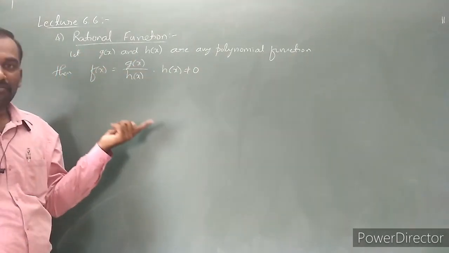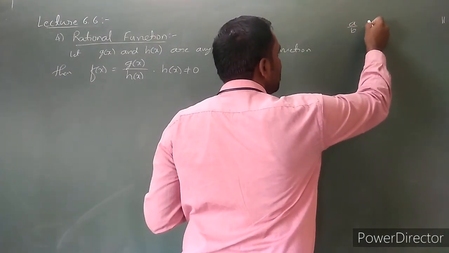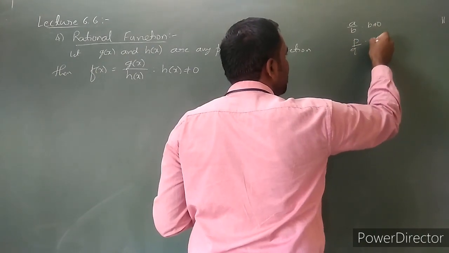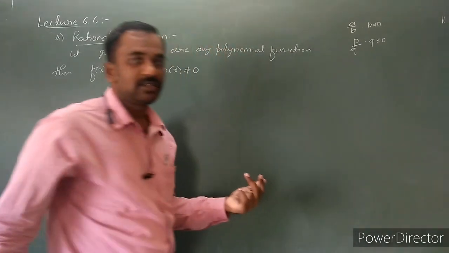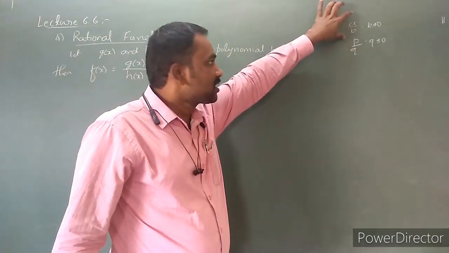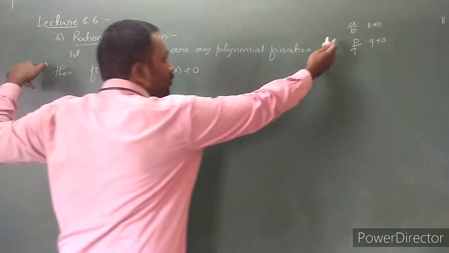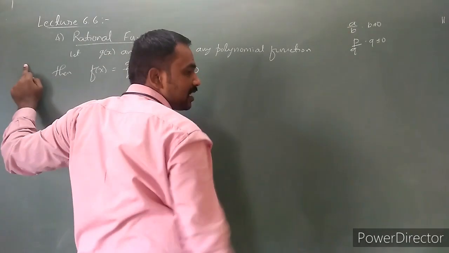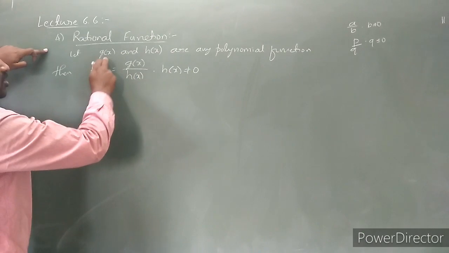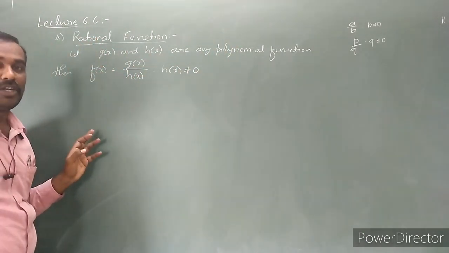As you know, what is a rational number? A number of the form a by b, provided b is not equal to 0, or of the form p by q, provided q is not equal to 0. In the same manner, the rational function definition is similar. Here, a and b are any two real numbers, but instead of numbers, functions are there. g of x and h of x are any two functions, particularly polynomial functions.